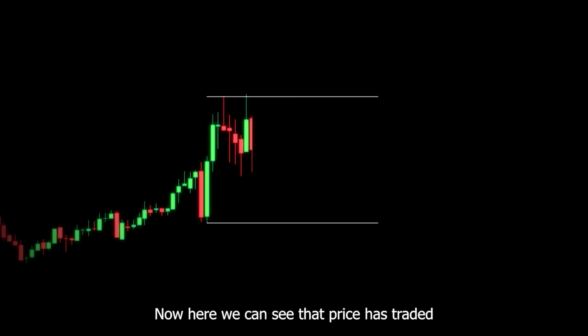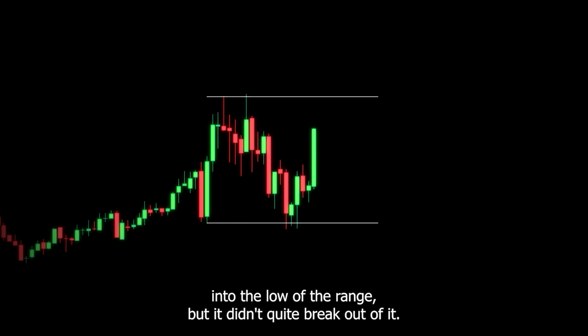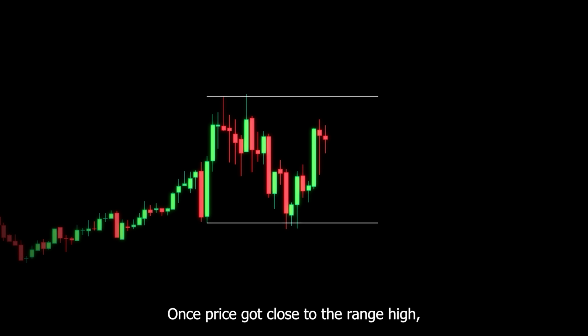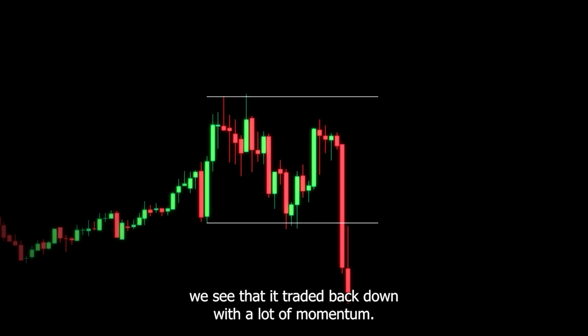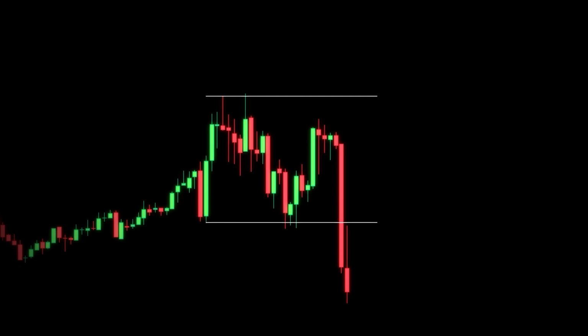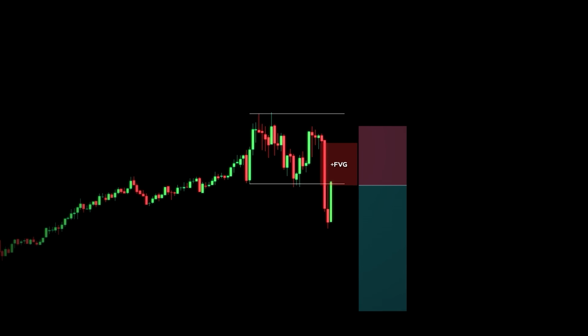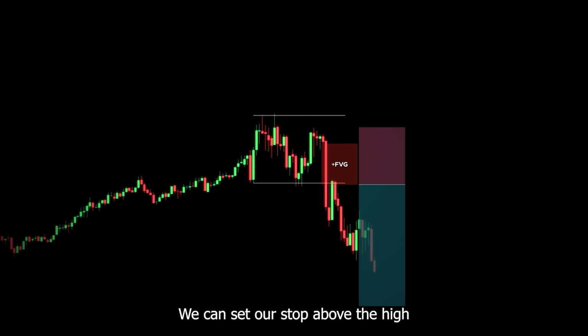Now, here we can see that price has traded into the low of the range, but it didn't quite break out of it. Instead, it wicked through and then went back up. Once price got close to the range high, we see that it traded back down with a lot of momentum. This movement established a fair value gap. We can enter on the retest of the opening range low, combined with the fair value gap confluence. We can set our stop above the high and aim for that 1-to-2 or 1-to-3 risk-to-reward ratio.